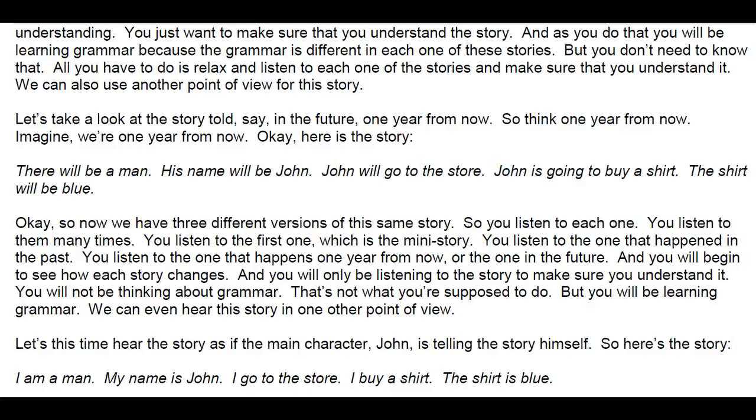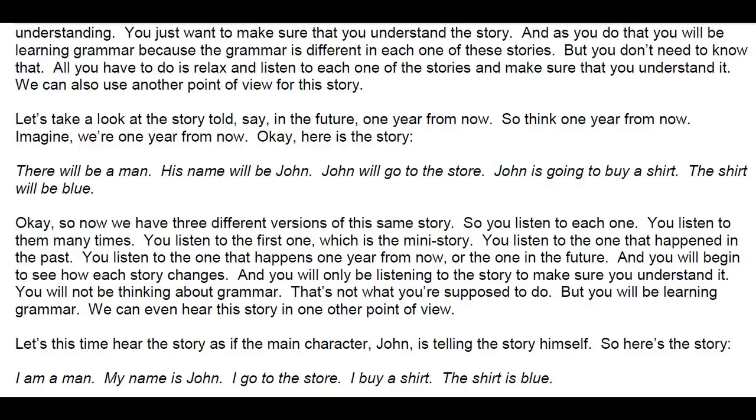We can also use another point of view for this story. Let's take a look at the story told, say, in the future, 1 year from now. So think 1 year from now. Imagine, we're 1 year from now. Okay, here's the story. There will be a man. His name will be John. John will go to the store. John is going to buy a shirt. The shirt will be blue.